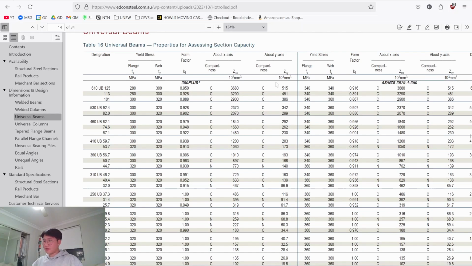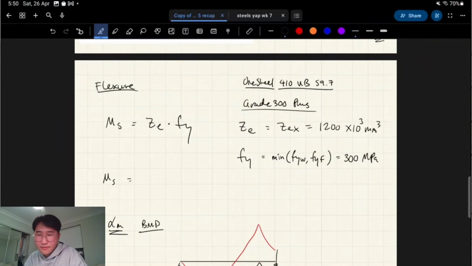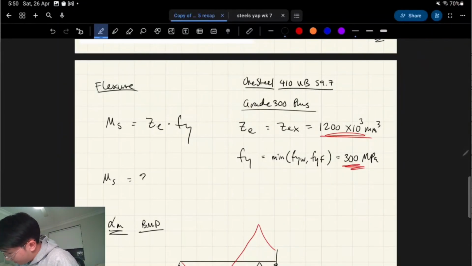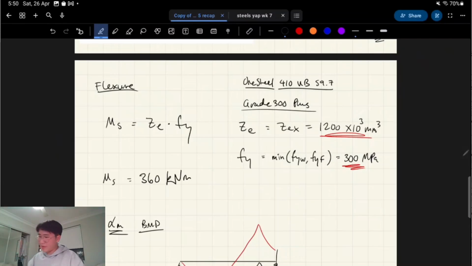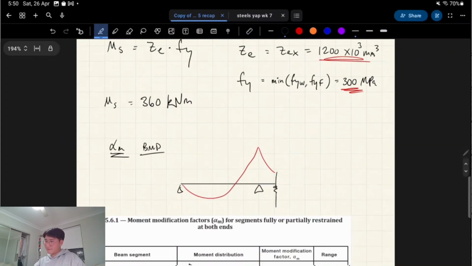So we had grade 300 plus steel. So we go onto the left-hand side here. We go down to 410 UB 59.7. We get 1200. So that's what we need. And we also get that Fy is the minimum between 300 and 320, right? So we take 300 and this, we multiply them together, divide by 10 to the 6, to get everything in kilonewton meters, we get 360.